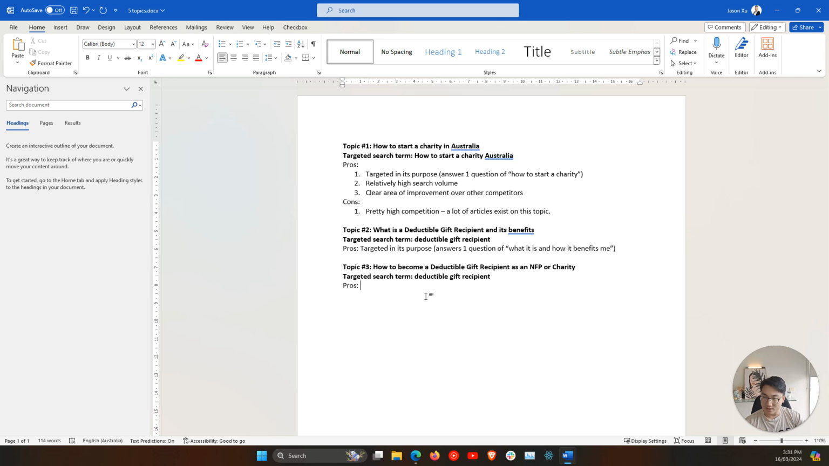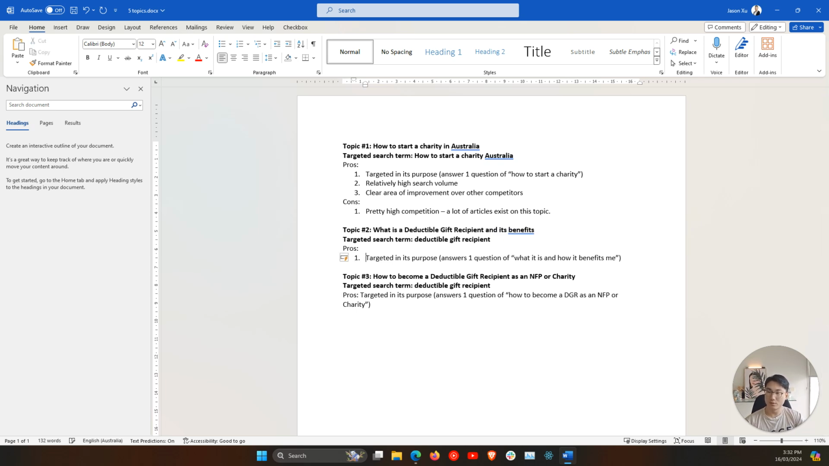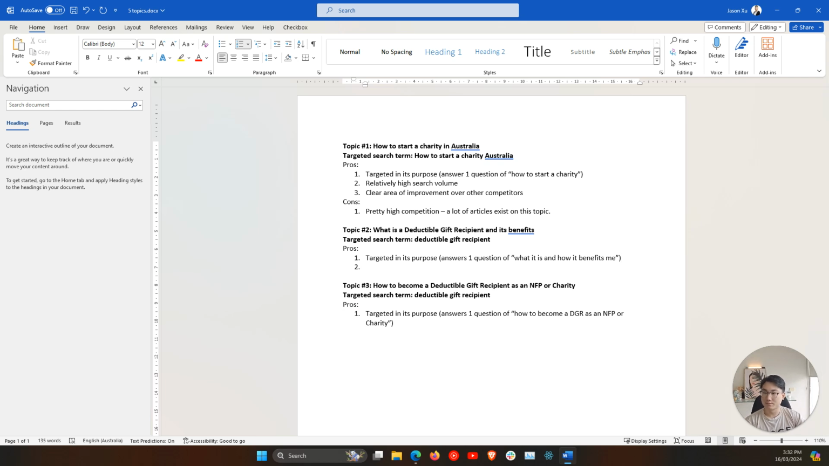So the pro for the second topic, number 3 actually, is, again, that it's targeted in its purpose. It answers one question: how to become a DGR as an NFP or charity. The pros are actually the same for both. A relatively high search volume. So this is the pro of the targeted search term. It's a pro that it's relatively high search volume, but it's not a deal breaker if it's not.